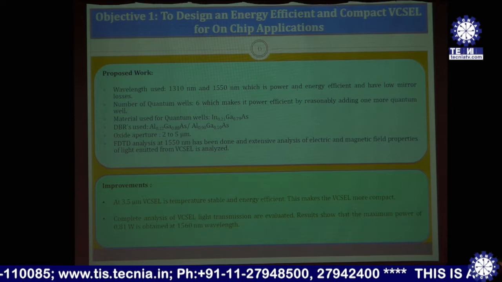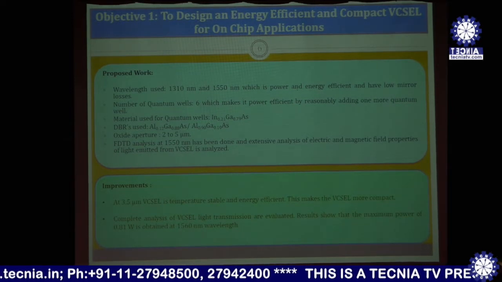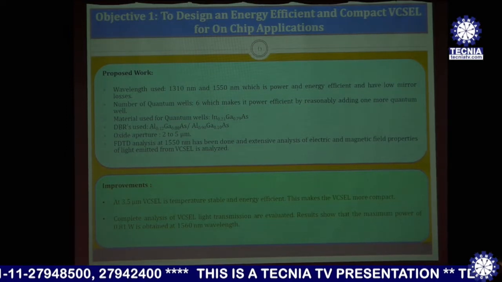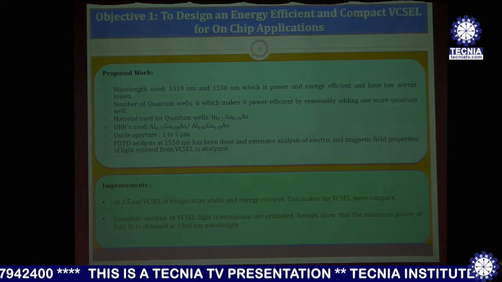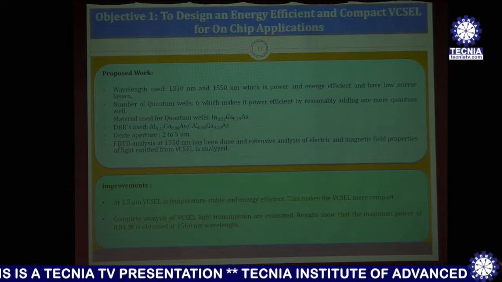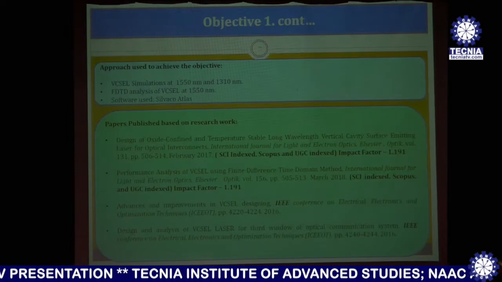People have worked on 2 to 7 micrometers. I have worked on 2 to 5 micrometers. That means we are reducing the area from 7 micrometer to 5 micrometer. But my improvement is at 3.5 micrometer. It means only at 3.5 micrometer oxide aperture diameter, my laser will act best. How? That I will show you.